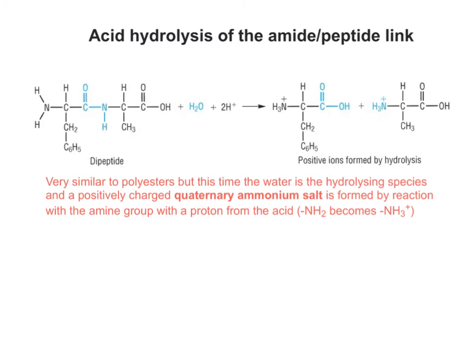So if we look at acid hydrolysis of the amide link this time, you can clearly see that water plays a role as well as acid. What happens is you get a positively charged quaternary ammonium salt. So let's say the acid was HCl. What would happen is that you'd have Cl- bonding ionically at the point that the positively charged nitrogen atom, as part of the quaternary ammonium salt, would form. So you'd get a quaternary ammonium chloride forming.